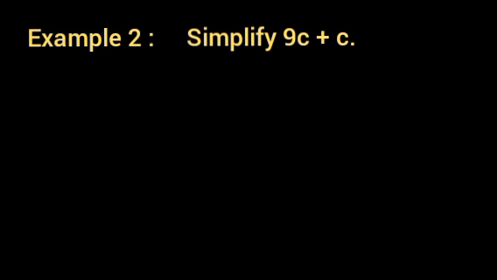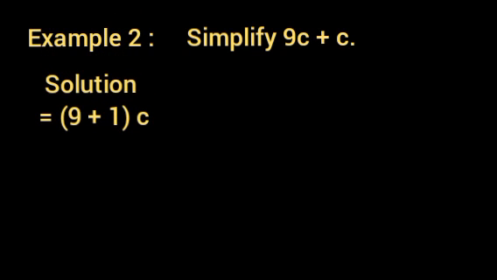Now what's the coefficient of the c in the 9c? It is 9, right? And the coefficient of this lone c, where we can't see any number, is 1. So factorizing the c out of this expression, we are going to have 9 plus 1, all in brackets, c. So 9 plus 1 will give us 10. So we're going to have 10c. So that gives us the answer.